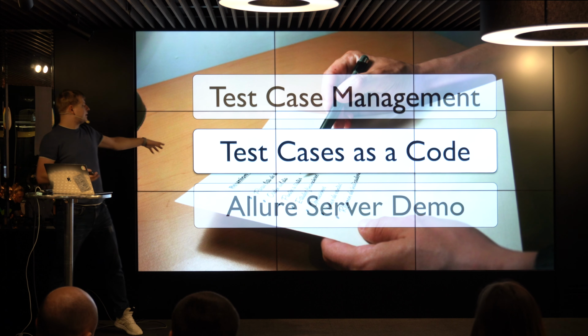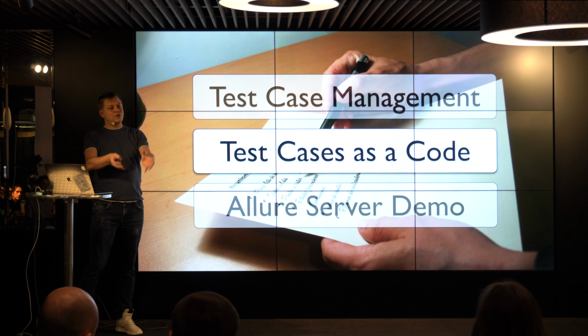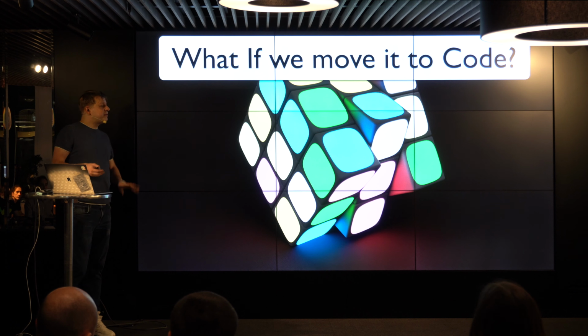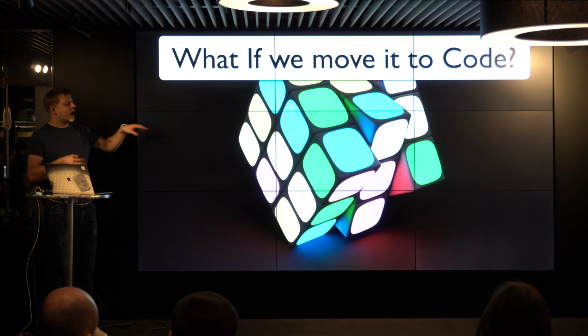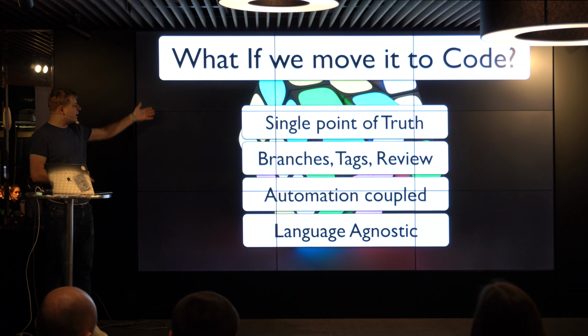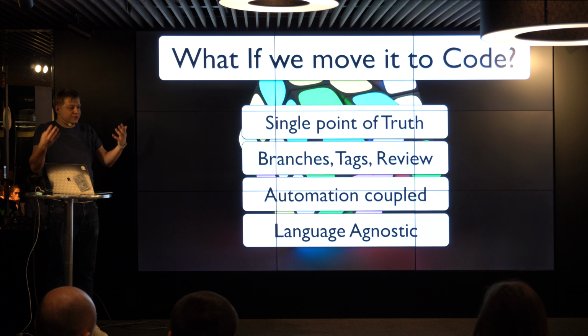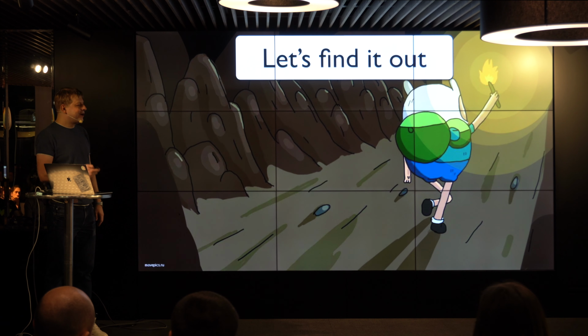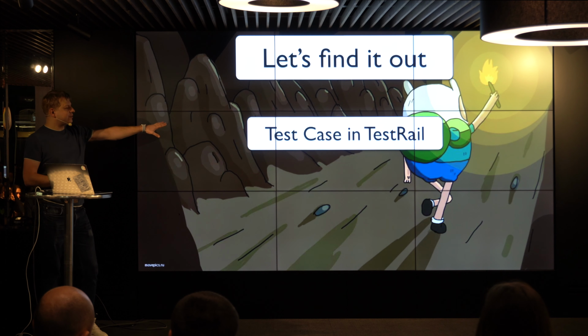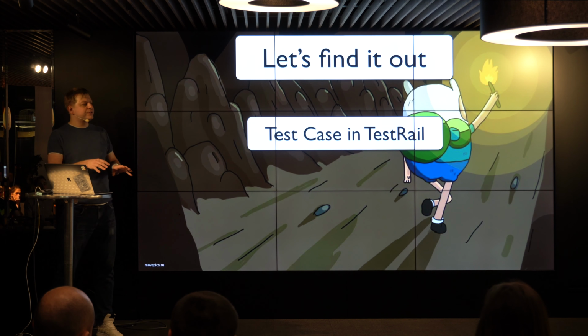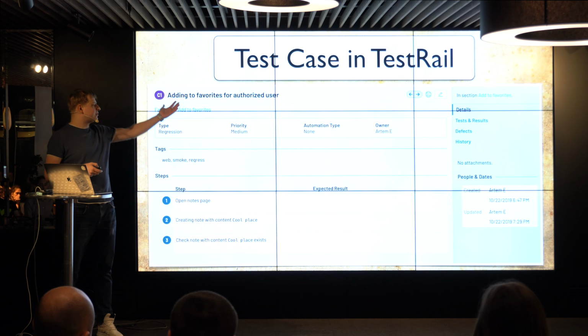So let's speak about the test case as code concept. If we move our test cases to code, we have such benefits: a single point of truth, branches, text review, automation coupled, language agnostic. It's really good. It's kind of fantastic results. So let's find out how we can make it. First of all, we need to look closely at a test case in TestRail and how it looks.